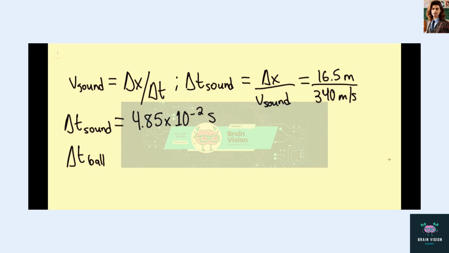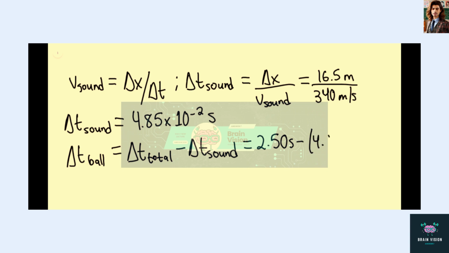Now, the time it takes for the ball to reach the bowling pins from the bowler's hand would be equal to the total time minus the time it takes for the sound to reach the bowler. So this would be equal to 2.50 seconds minus 4.85 times 10 to the negative seconds. And this is going to equal 2.4515 seconds.